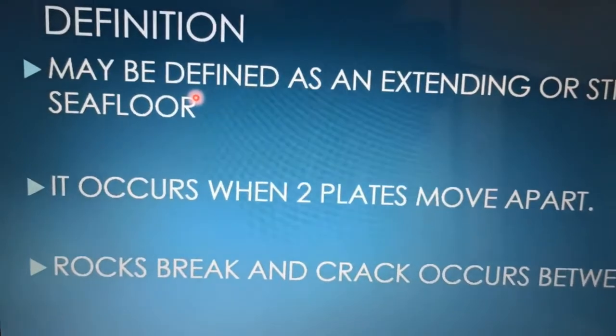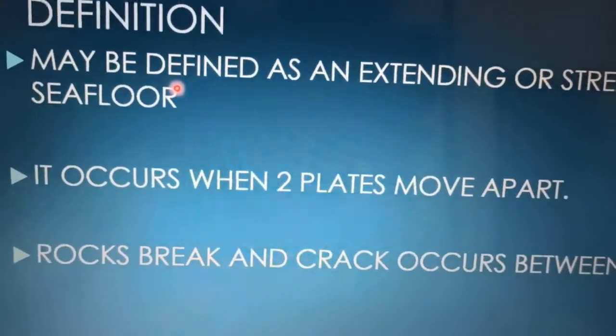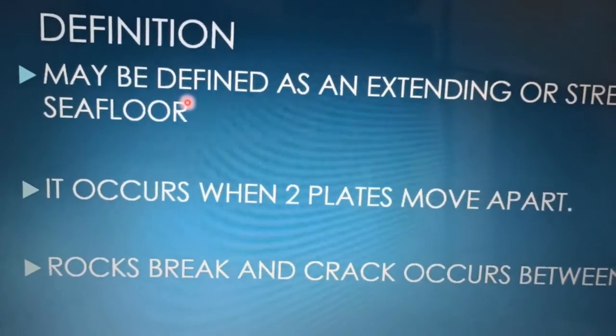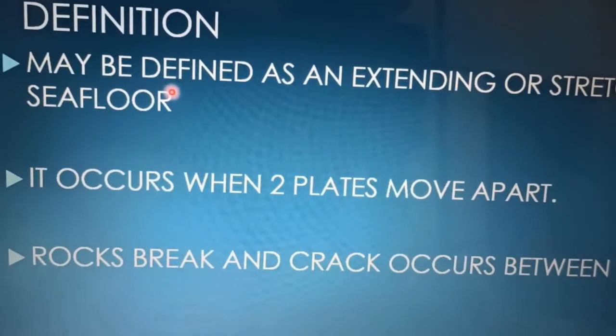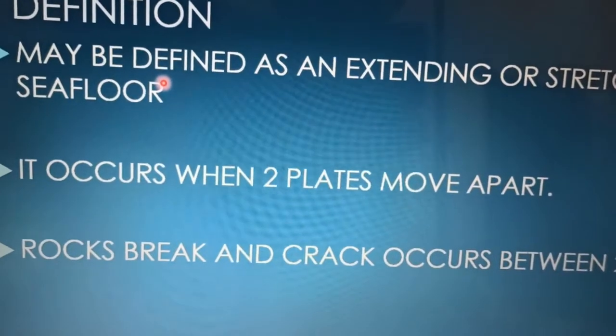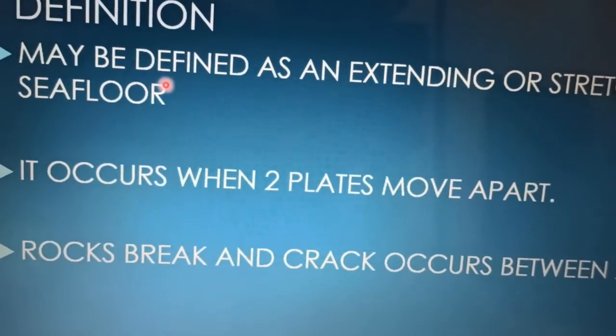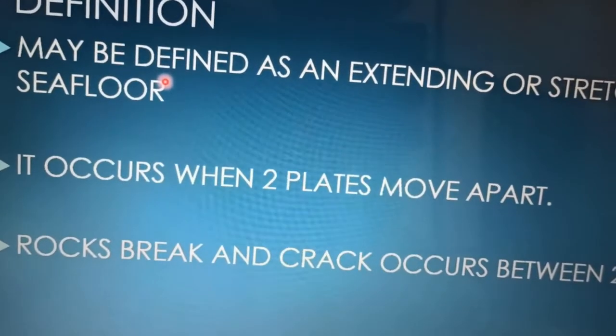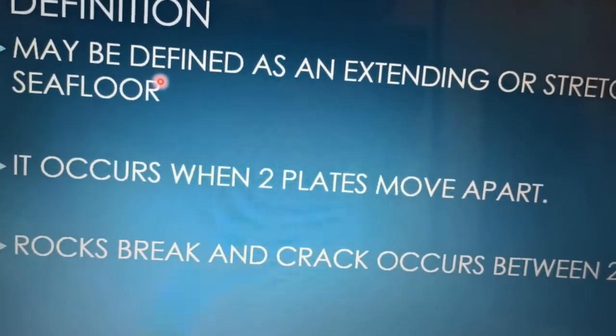It occurs when two plates move apart. As the plates move away, the rocks break and form a crack between the two plates, which leads to the occurrence of earthquakes along the plate boundary. The magma rises up through the crack. Sometimes it builds up a volcano on the sea floor.